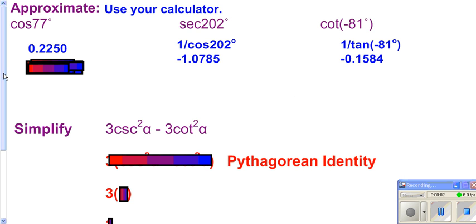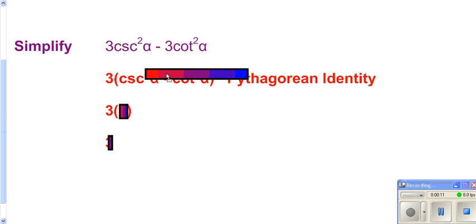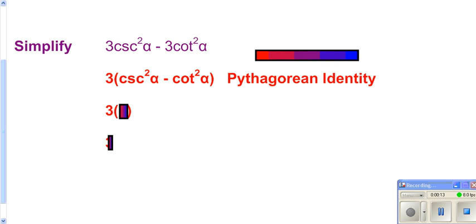At the bottom down here, we need to go ahead and simplify this. You notice that 3 is a common factor here, so let's go ahead and pull that out. You'll now notice with what's inside your parentheses here, that's one of your Pythagorean theorem identities.